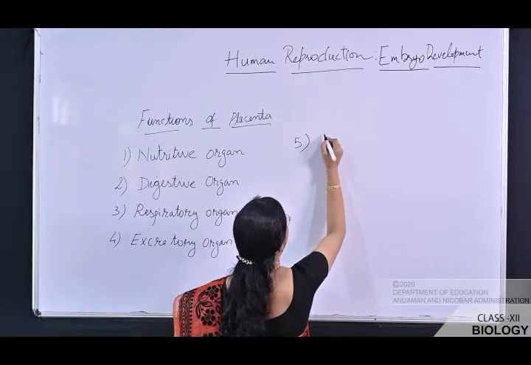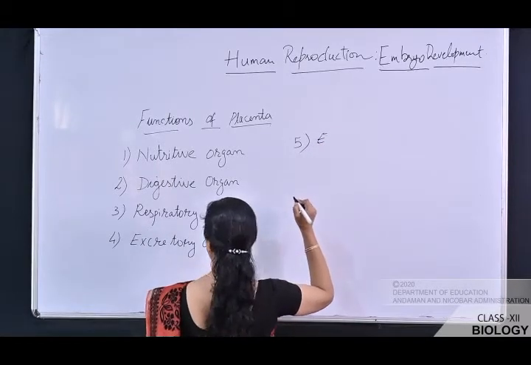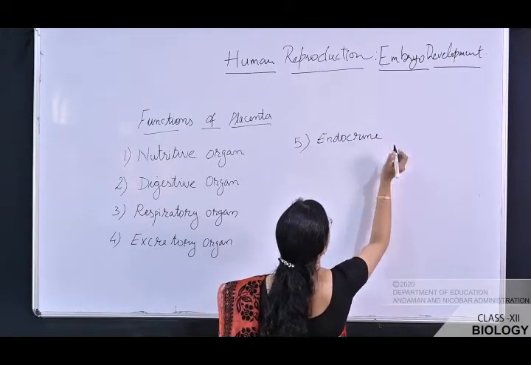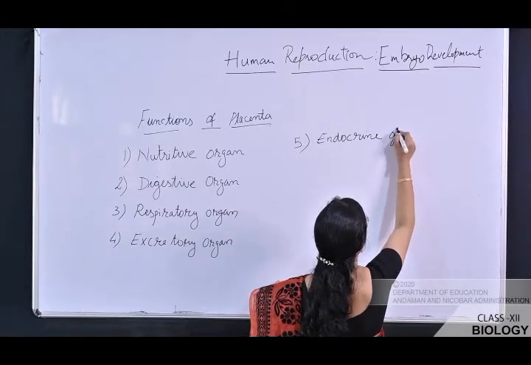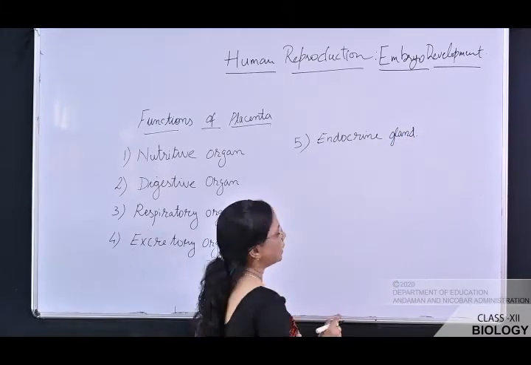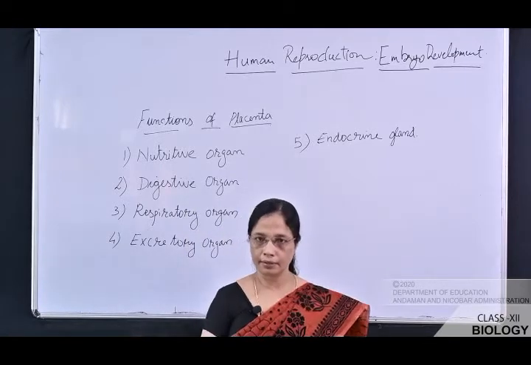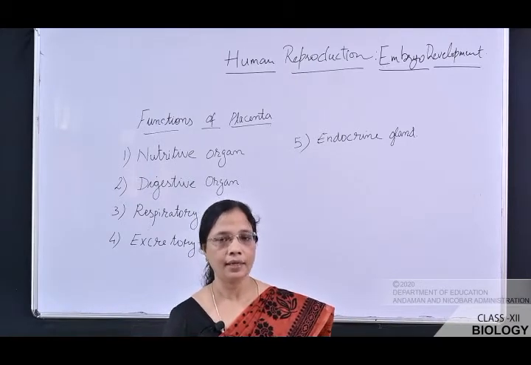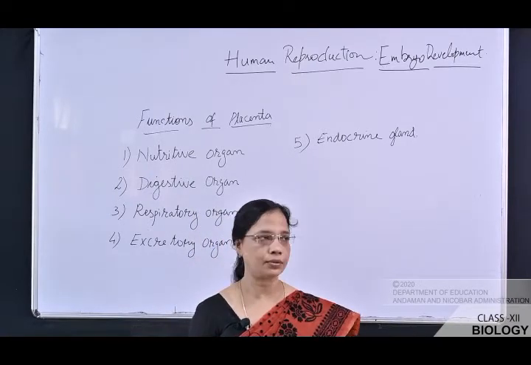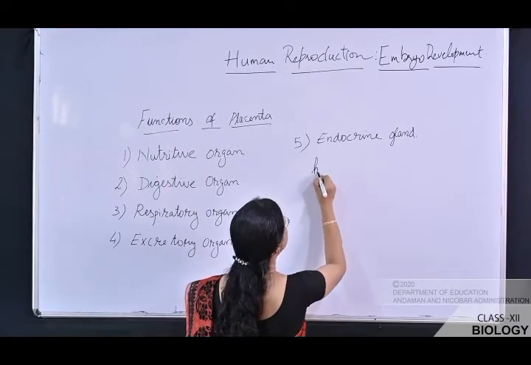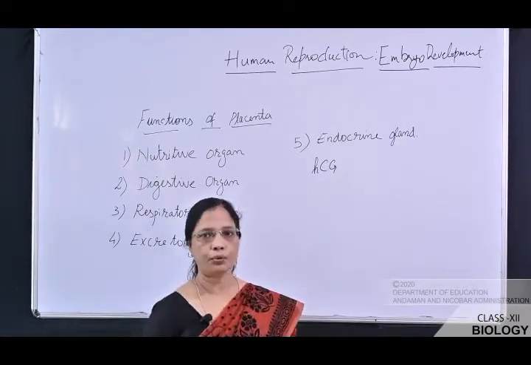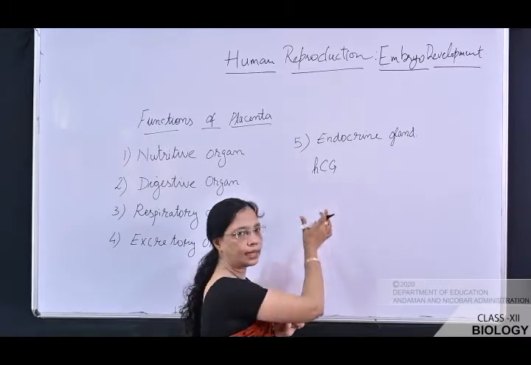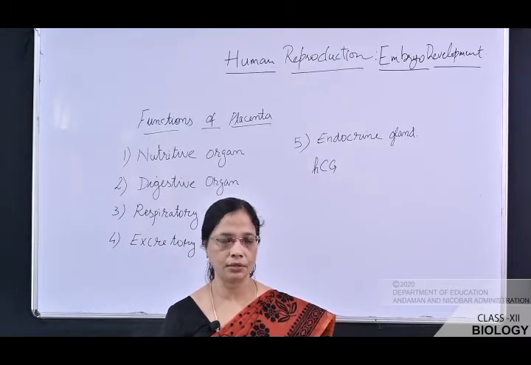Next, it acts as an endocrine organ. We have already completed excretory. Now it is the endocrine organ, or it acts as an endocrine gland. The placenta, after complete development, acts as an endocrine gland. What is the function of an endocrine gland? An endocrine gland secretes certain hormones. We have studied HCG, that is human chorionic gonadotropin. What is the function of HCG? It prolongs the life of the corpus luteum.